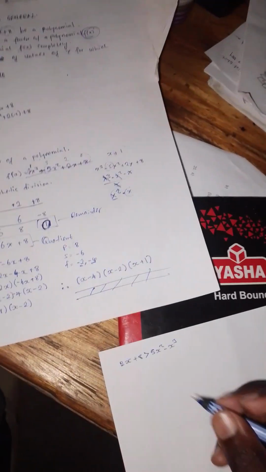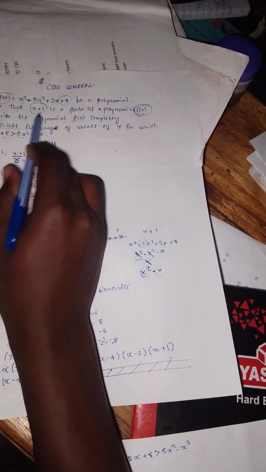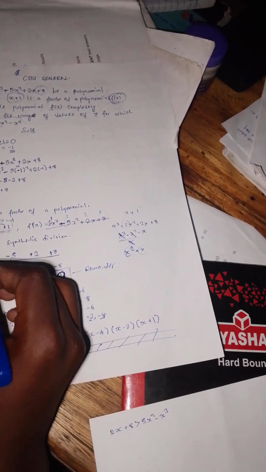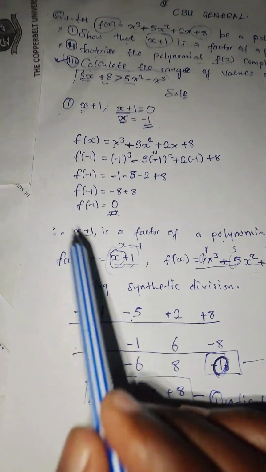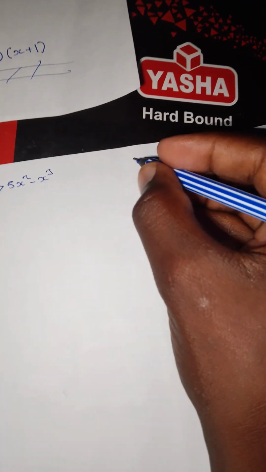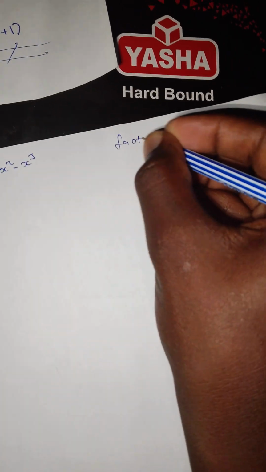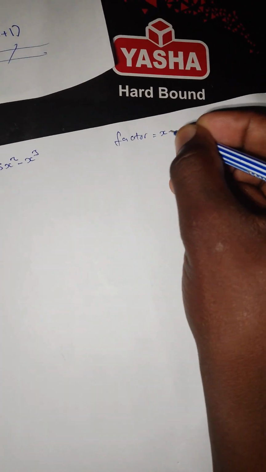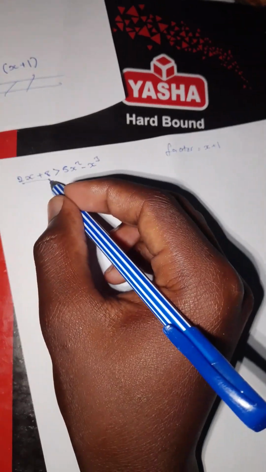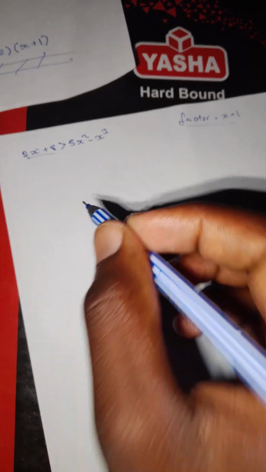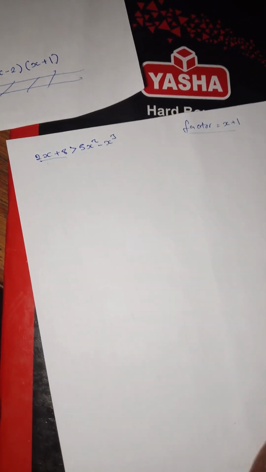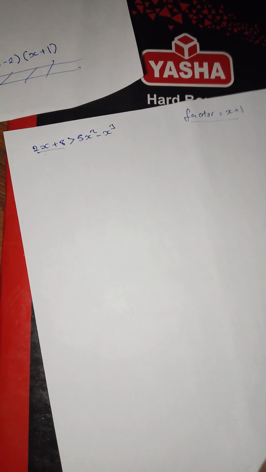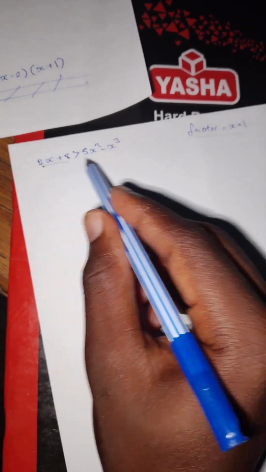Remember we said this is a factor. After proving, we showed that this is a factor. So our factor in this case is x plus 1. We have a condition and a factor, and they're saying find the values for which this is the condition. So the range of values that we're going to find are the values that satisfy this condition.